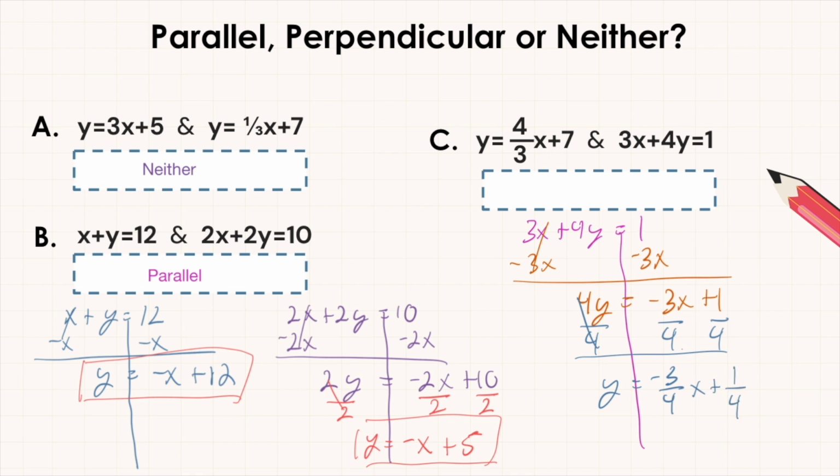So now we're going to compare our slopes. We've got negative 3/4 on one side and we've got 4/3 on the other. You can see that they are inverses of each other, 4 over 3 versus 3 over 4, and one is positive and one is negative.